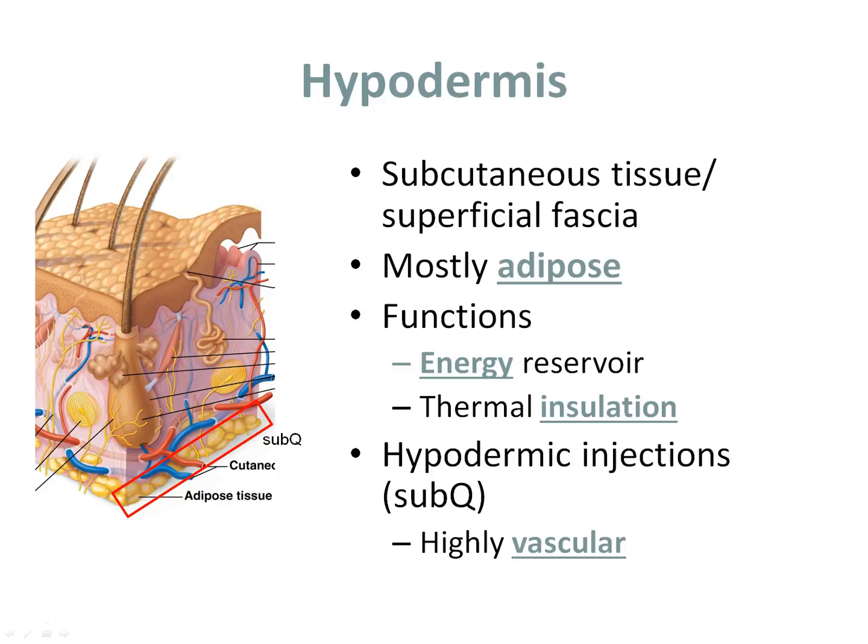Now that you've been introduced to the basic structures and layers of the skin, we'll start talking about some of the accessory structures that are associated with the skin and pigments and coloration of the skin.